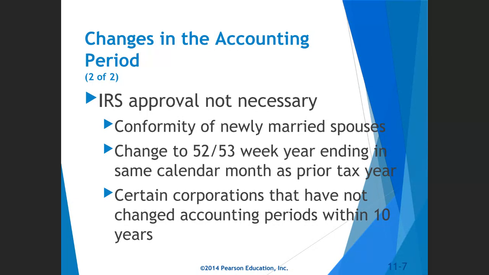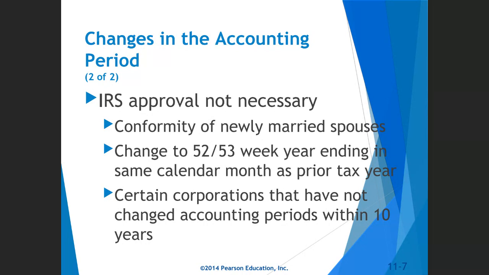In a few instances IRS approval is not required to change to another accounting period. A newly married person may change tax years to conform to that of his or her spouse, so that the joint return may be filed. So the election must be made in either the first or the second year after the marriage date. هذا ما يحتاج. It'll change to the 52 or 53 week year and end with reference to the same calendar month in which the former tax year ended.